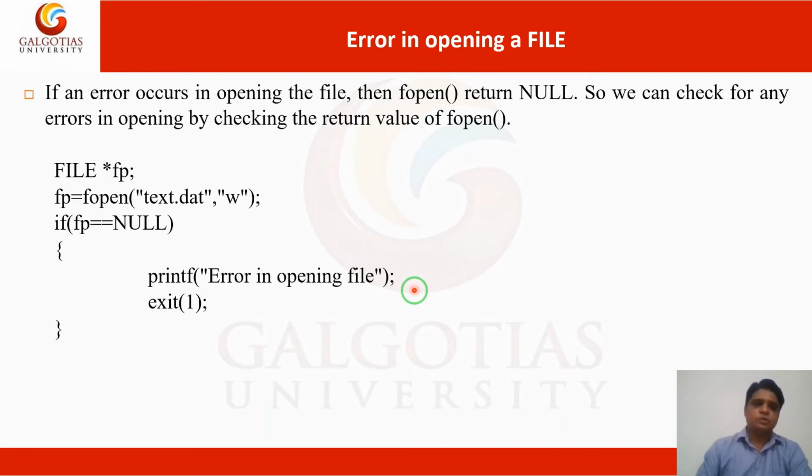So in that operation, if you want to open this file in write mode, but fp does not get any such address, then it will contain NULL. That means the fopen function will return NULL, which is received by fp. Now, if fp equals NULL, the program prints "Error in opening file" and calls exit(1). Your program will exit from there.